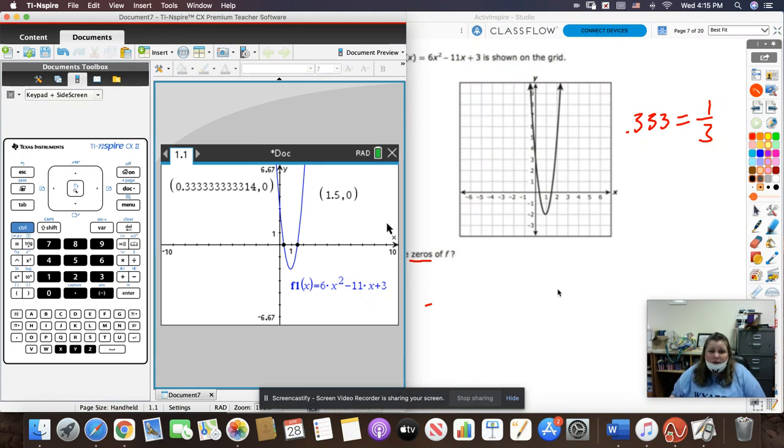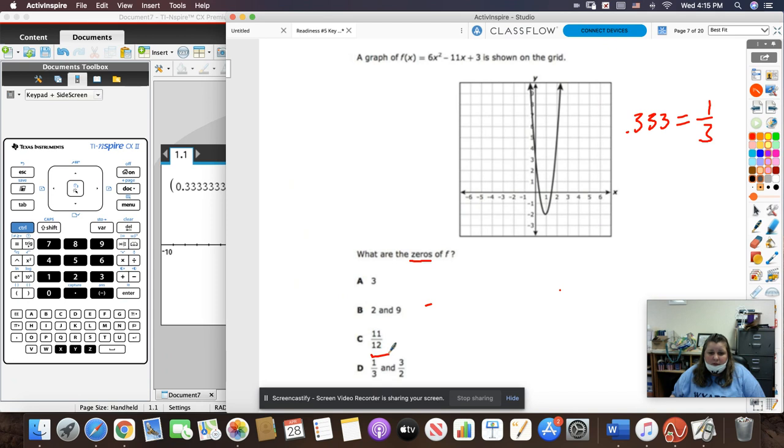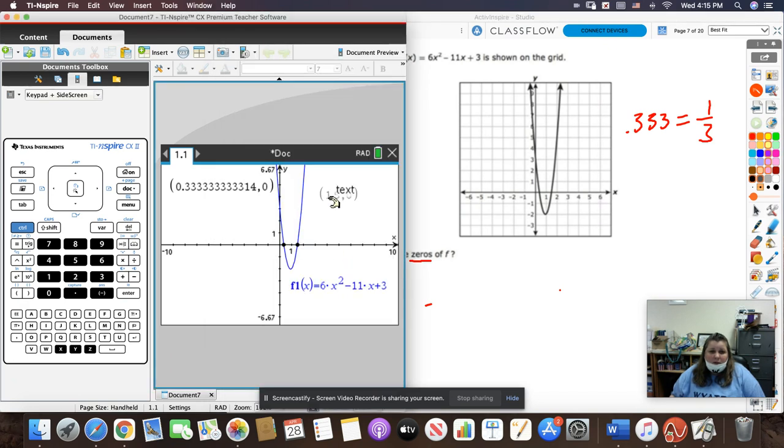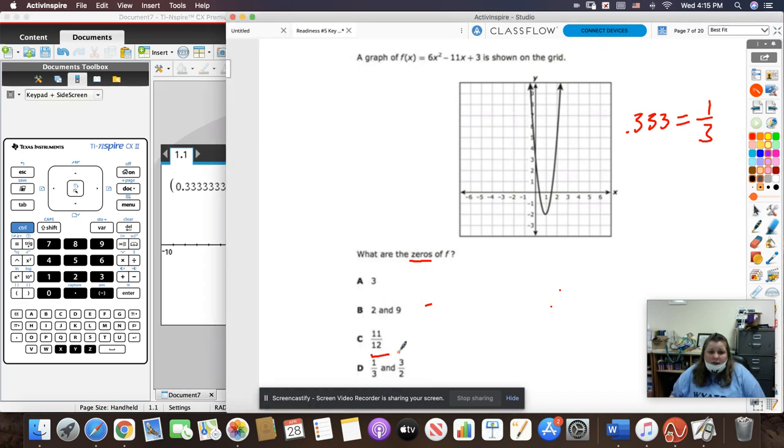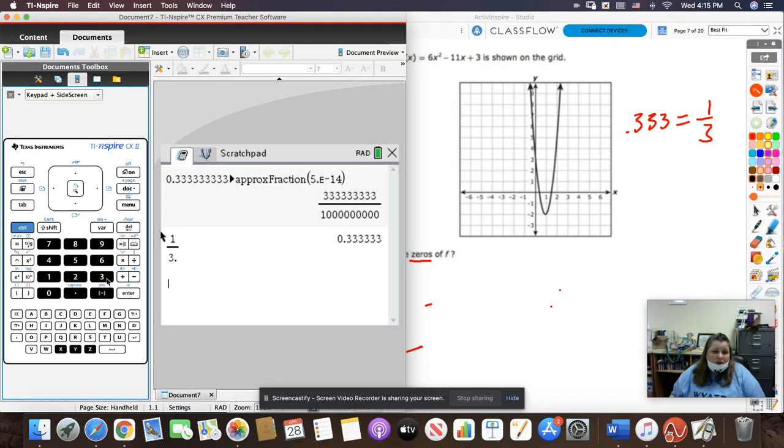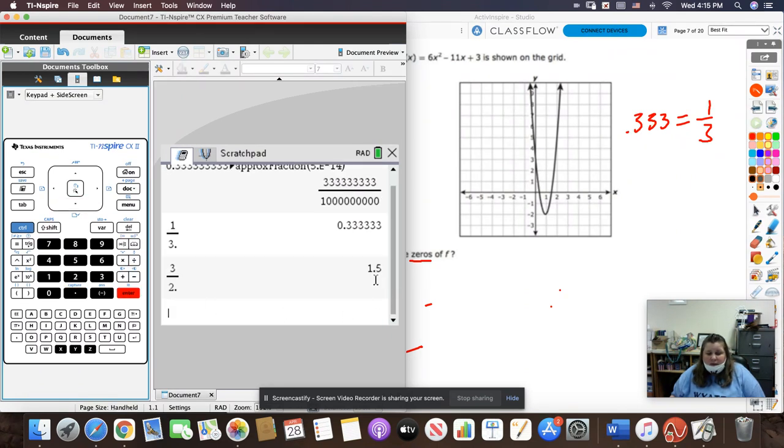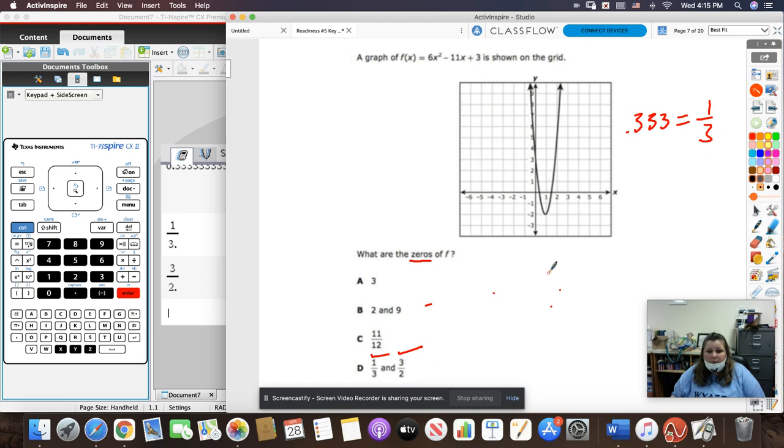Okay, so the first one is 1/3, and the second one is 1.5. And this is also a fraction, 3/2. So control divide, 3/2, decimal point, and I can see that's a decimal of 1.5. So D is the correct answer.